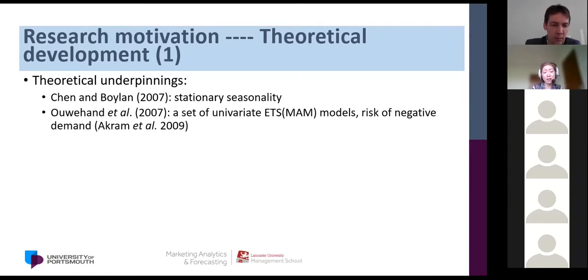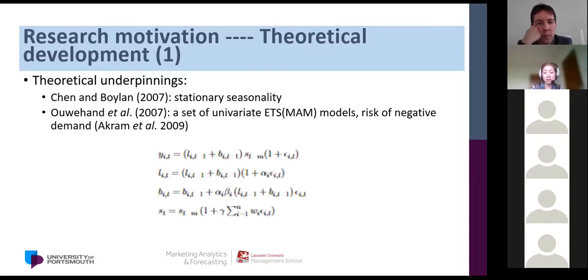Around the same time, Ouwehand et al. 2007 really was looking at the same problem, but approaching it from an evolving seasonality perspective. So they proposed a set of univariate ETS MAM models. Some of you may be familiar with the ETS modeling framework. That is multiplicative error, additive trend, and multiplicative seasonal models. You can see the standard equations there, but they modified that in the sense that they also saw benefit in modeling seasonality as a common component.